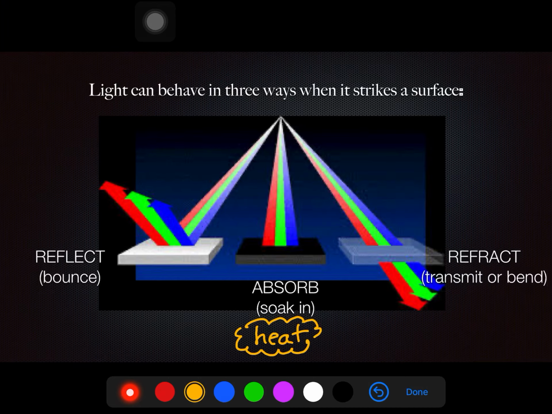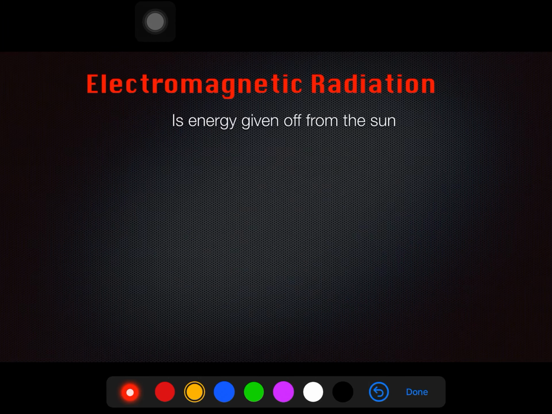The third thing light can do as it strikes a surface is called refract. And that just means to bend, or we say it transmits. It passes through something. So when light passes through something, it can bend, something like a window or glass or a lens. All right, well, let's move on.